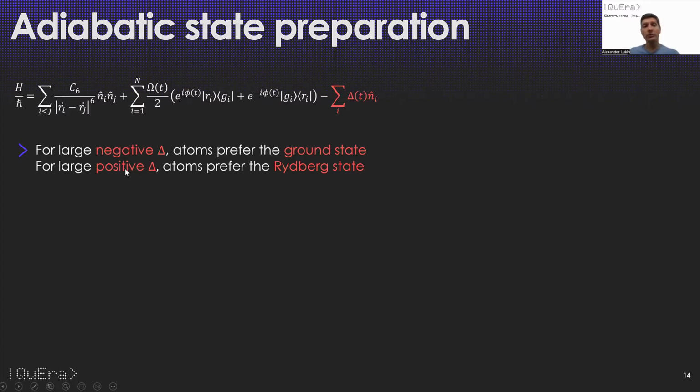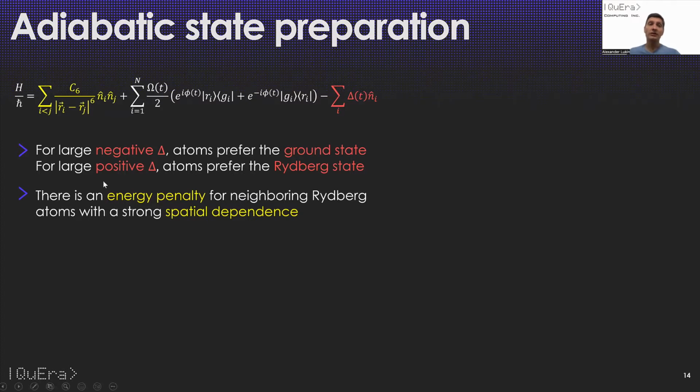Now if I look at the other side, when delta is large and positive, the atoms would actually like to be promoted into the Rydberg state. So now if I tune delta from large negative to large positive, I should be able to promote all my register into the Rydberg state, unless there is an energy penalty constraint given by this interaction term. And so let's focus on this term a little closer.